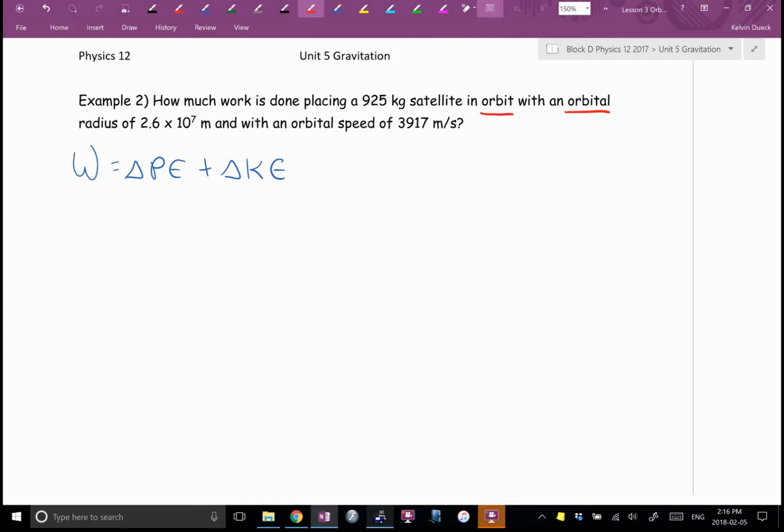I recommend you break this into parts. I recommend you find the change in potential, get an answer to 5 sig figs, find the change in kinetic, get an answer to 5 sig figs, and then add them up. Mitra, what do you want to find first? Change in potential or change in kinetic? Doesn't matter. Okay. Change in potential. Mitra, what's change in anything?